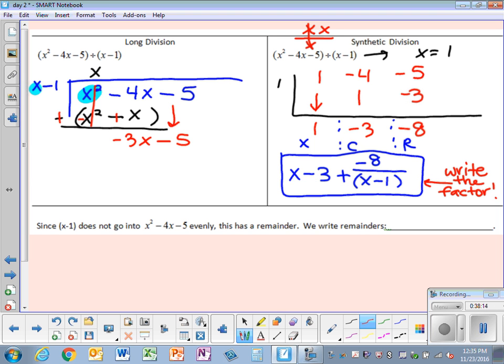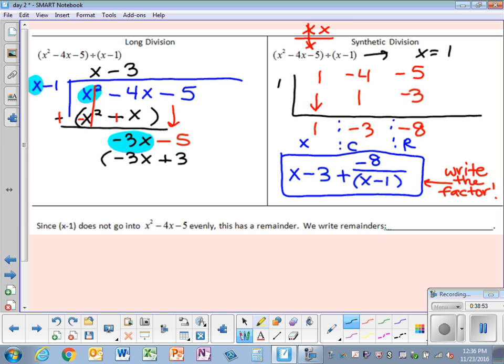So now, I need to do the same thing. This x out here and this negative 3x. What do I need to multiply to this x so that it looks like this guy, negative 3x? Negative 3. So now, let's distribute. Negative 3 times x gives me negative 3x. Negative 3 times a negative 3 gives me plus 3, right? Because we're multiplying.